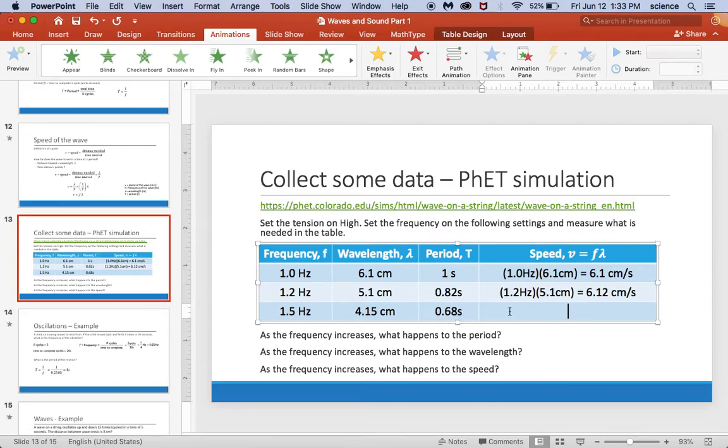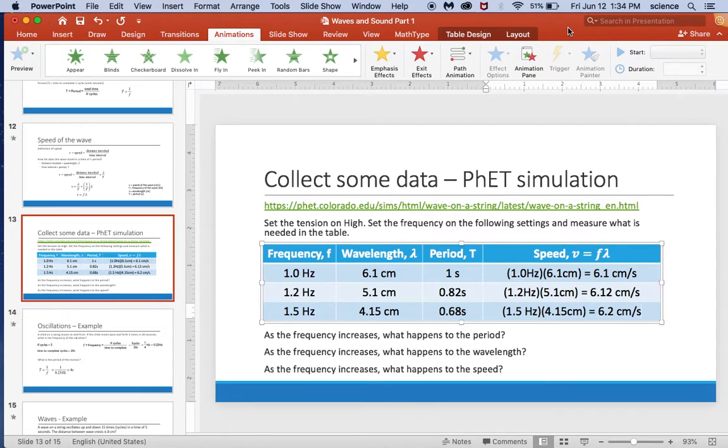And now I can measure the speed, which is the frequency, 1.5 hertz, times the wavelength, 4.15 centimeters. I've got to get my calculator out again: 1.5 times 4.15, and I get 6.2 centimeters per second. So maybe my estimate for that wavelength was a little bit high, but that's okay. We'll leave it the way that it is, and we'll go ahead and answer some questions now.